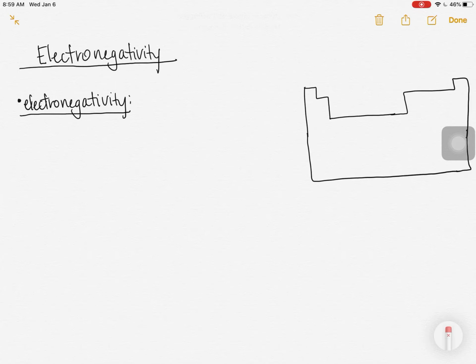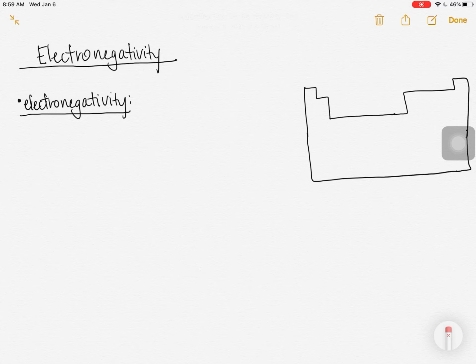This video is on the trend of electronegativity and also a discussion of the sizes of ions. So this will pretty much wrap up our discussion of trends. Previously we've talked about atom sizes and which atom is bigger or smaller. We've talked about ionization energy and how that changes within the periodic table. And now we're going to discuss the last two, which is electronegativity and ion sizes.